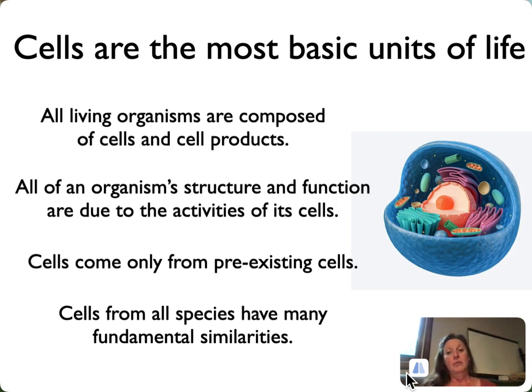All living organisms are composed of cells and their products, and all of a living organism's structure and function are due to the activities of its cells, even me talking to you and you learning what it is that I'm describing. Now, every cell has to come from a pre-existing cell. They cannot just appear out of thin air, which means that if you trace back the ancestry of every single cell in every living organism, there will be a common ancestral cell. And this is why all cells share so many similarities, use the same basic macromolecules, and so on.